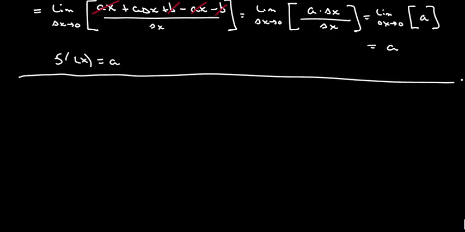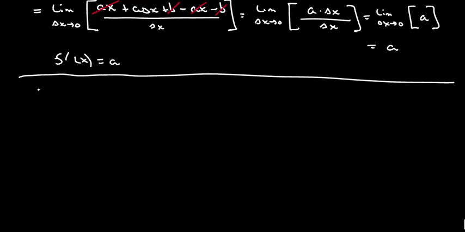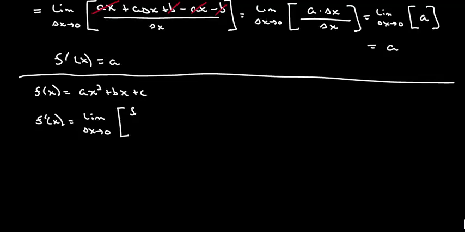Now let's get a little bit harder. Let's see how much time we've used. 5 minutes, we're doing good. So let's say we have some f of x that's no longer linear, but is a quadratic, or a second degree polynomial. Well, if that's the case, then to find f prime, we'll take the limit as delta x goes to 0 of f at x plus delta x minus f at x over delta x.